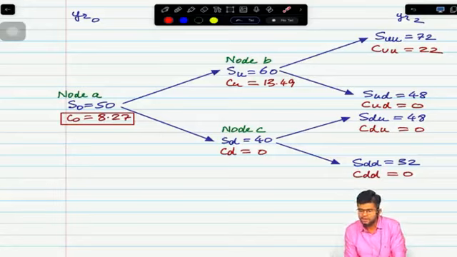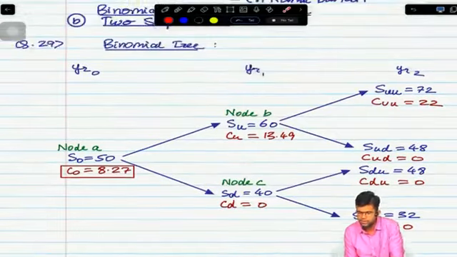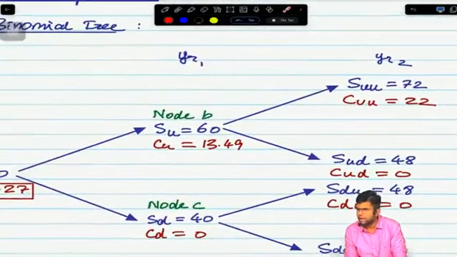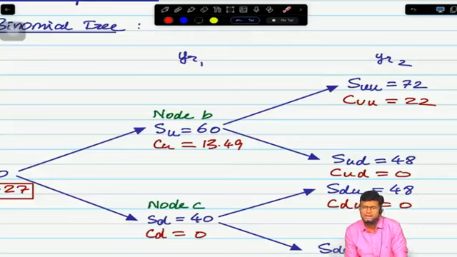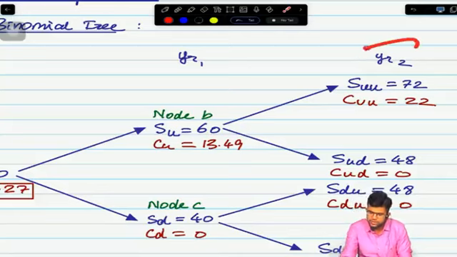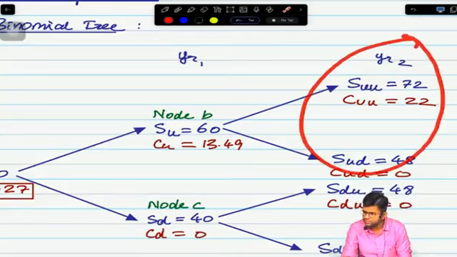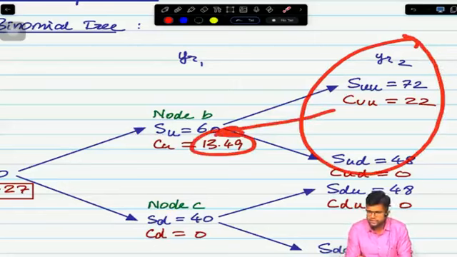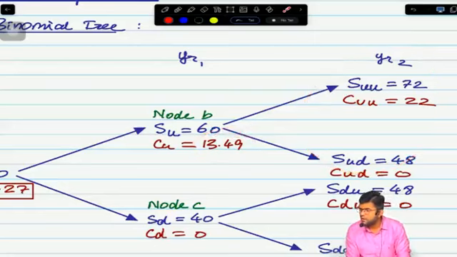See, listen, tell me what happens. You are at node B now. At node B, what two options do you have? Either continue, very good, or exercise. Exercise or lapse, basically. You have the choice to do whatever you want. If you decide to continue, you will reach these nodes whose present value of future cash flow is 13.49, correct? Option 2 is what?